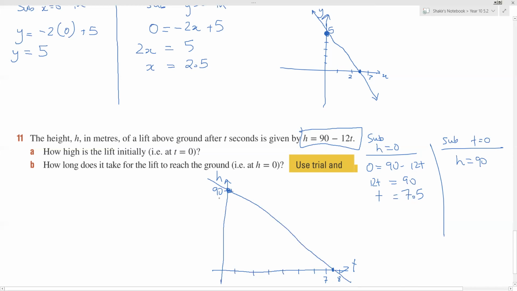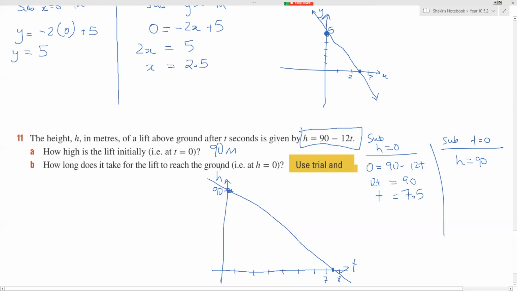So let's read the question. How high is the lift initially? 90. But time is always going to be starting from 0. You can't have negative time. Time starts at 0 seconds, and then you count up, right? So when t equals 0, 90. H is in meters, so 90 meters.